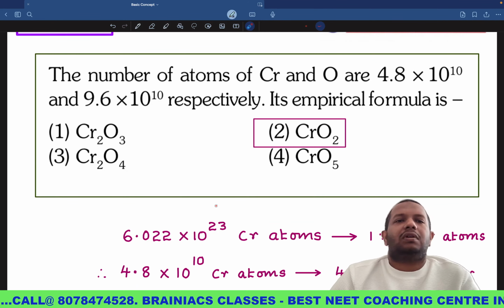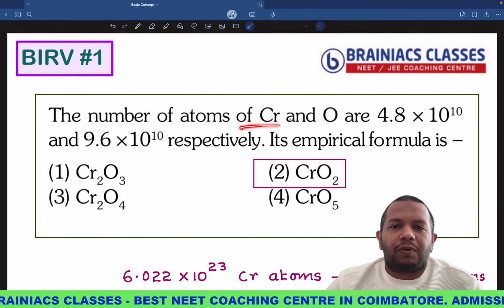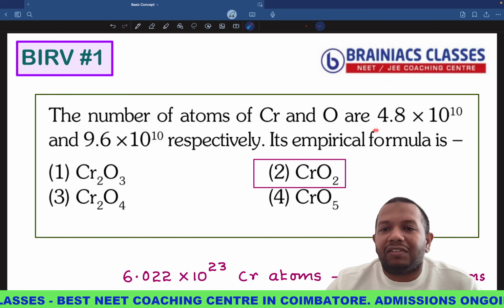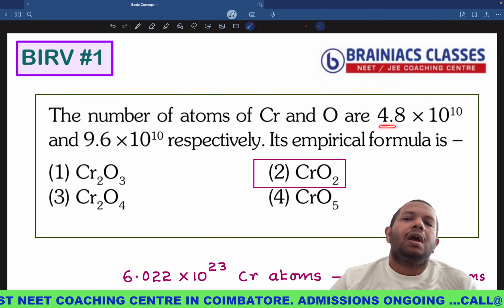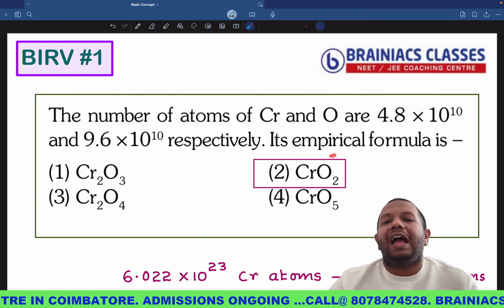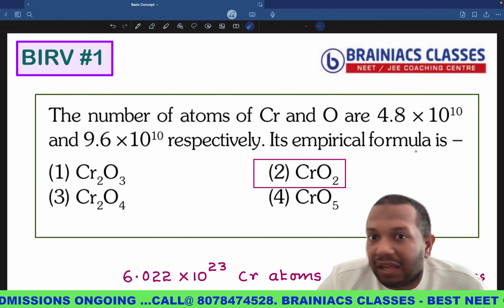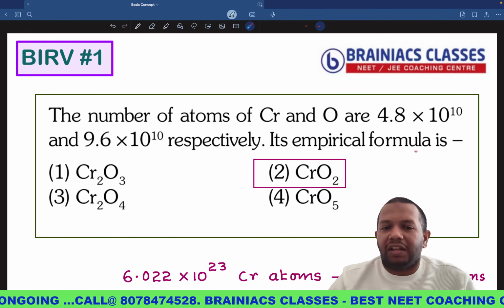Please note it down. The question here is, listen: the number of atoms of chromium and oxygen are mentioned, 4.8 into 10 power 10 and 9.6 into 10 power 10. And then they are asking for the empirical formula. Until now, questions like this haven't come for NEET. That's why I told you it's very important.